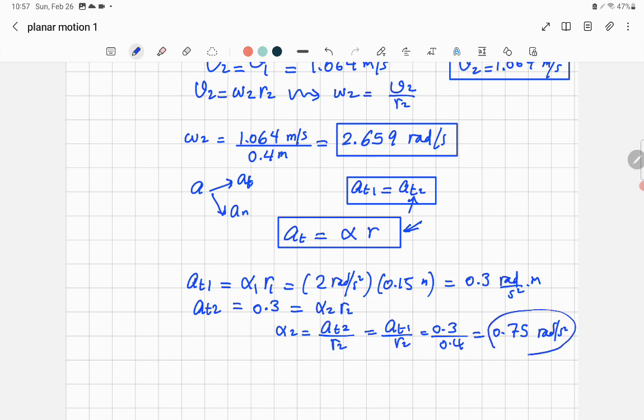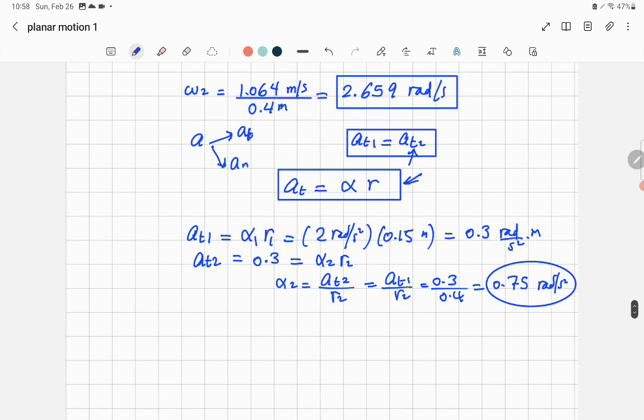I got alpha 2, and I got one component, which is the tangential. Let me write here on the side, don't forget: AT2 is equal to AT1, which is equal to 0.3. Okay, so that's great. What I found here, I found for the belt, for the wheel. So that's what I want to find now for the point.